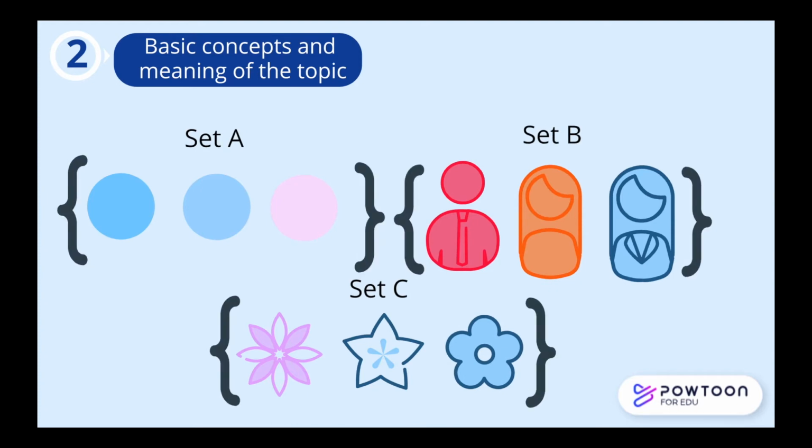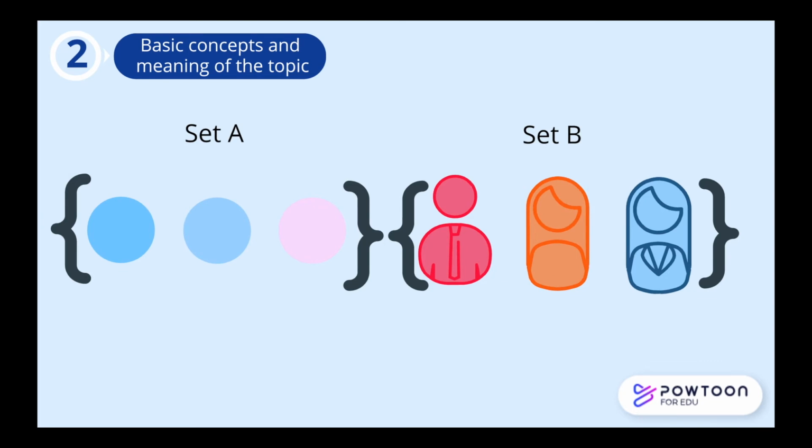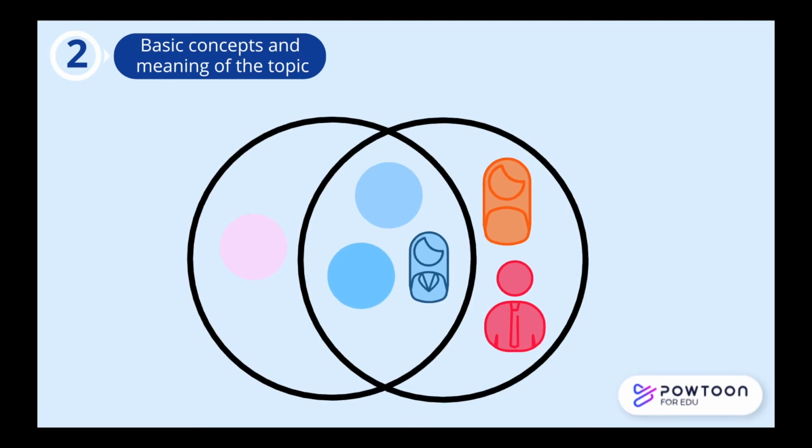Let's look at the Cartesian product in an example. For example, if we have set A and set B, and we want to find the Cartesian product for the sets, we would plot them on a Venn diagram. In our example, set A is on the left, while set B is on the right.